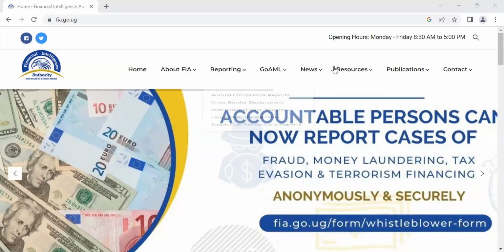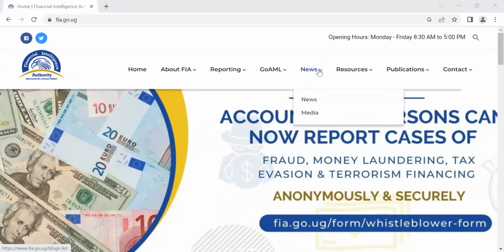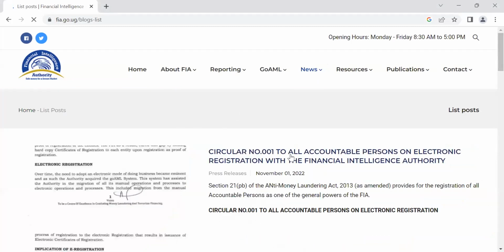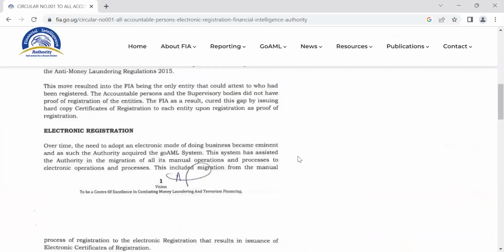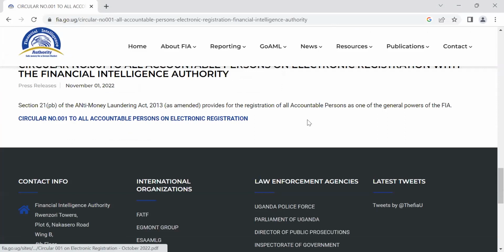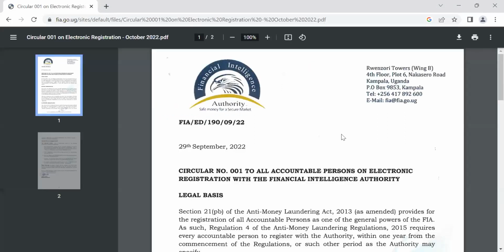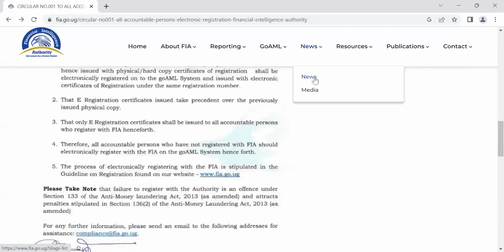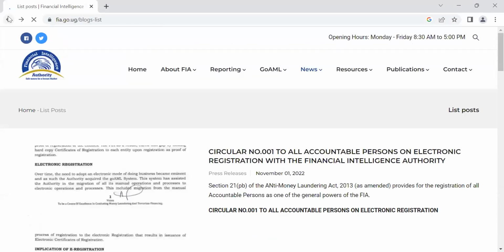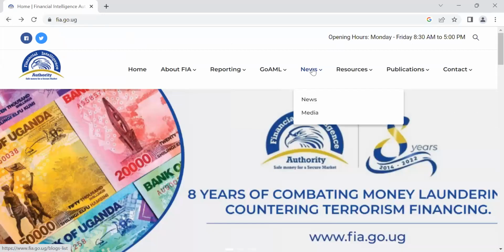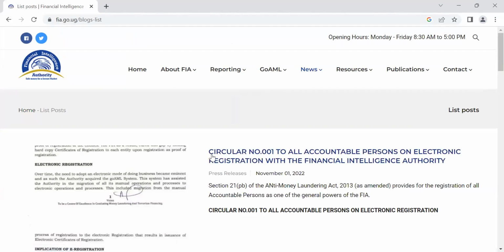On our website, I just want to bring your attention to 2 things. One, under the news area, this is the circular I've been speaking about. I'll just open it. Let me go back a little bit and see where you clicked. Go to news, and click on news again. Then you'll see this circular here on electronic registration.